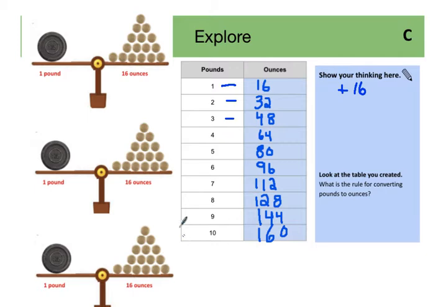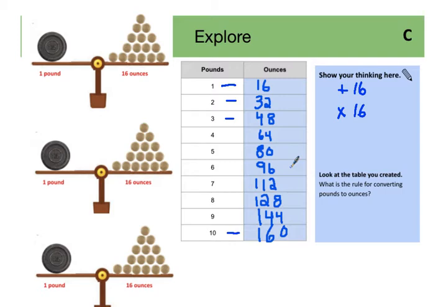We could see maybe something a little bit easier here. How do I go from 10 to 160? What would the rule be to go from pounds to ounces? Yeah, the rule would be to times the pounds by the 16 ounces, and that will give us the equivalent weight.